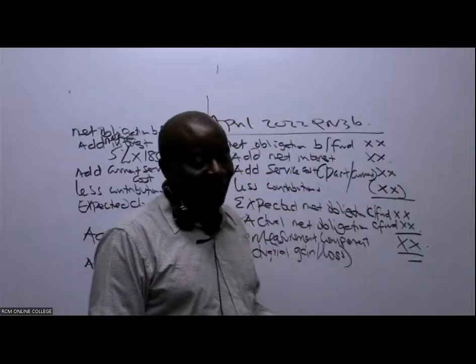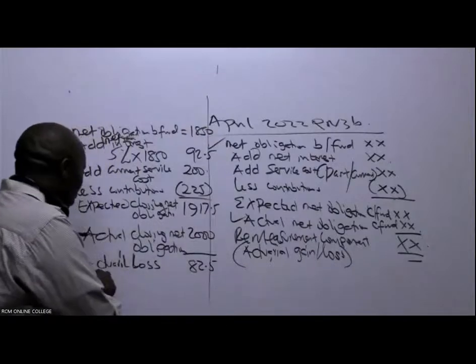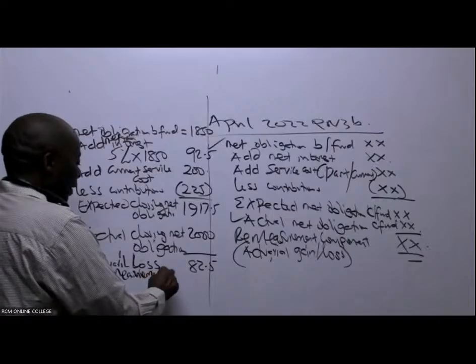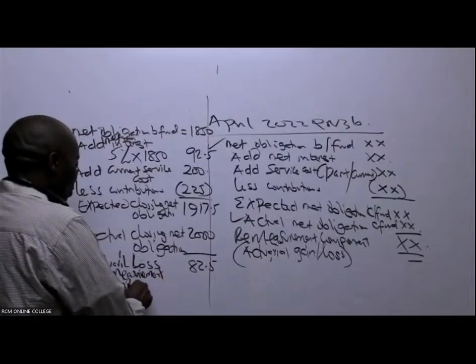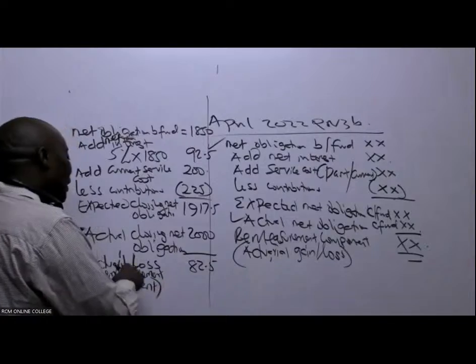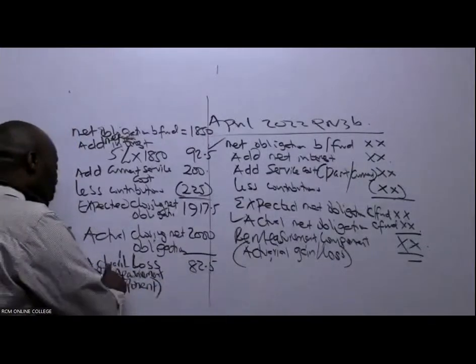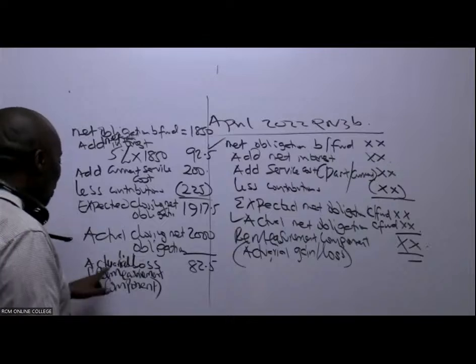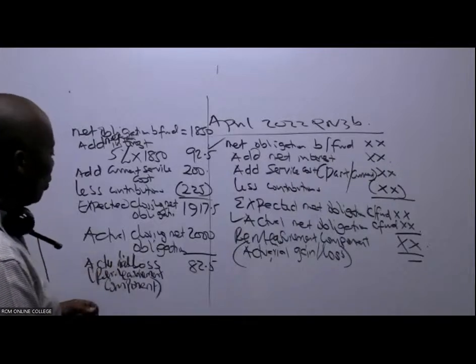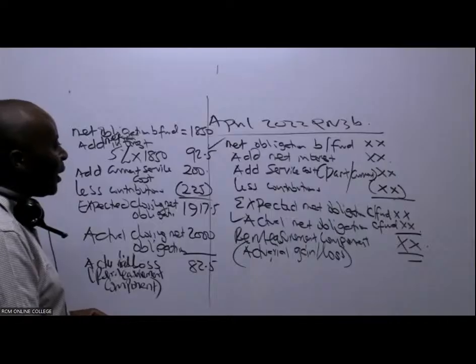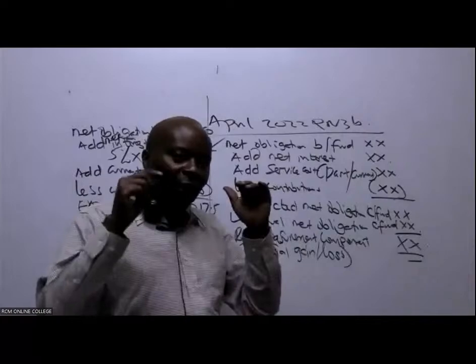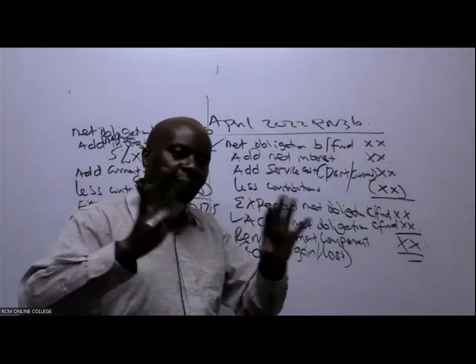Great. So this is what we call the remeasurement component. The new standard decided to call it the remeasurement component, because the actuarial loss, this spelling is not right, actuarial loss. This will come at the end of the year. So you look at the expected vis-a-vis the actual, and then it gives you the fair picture.